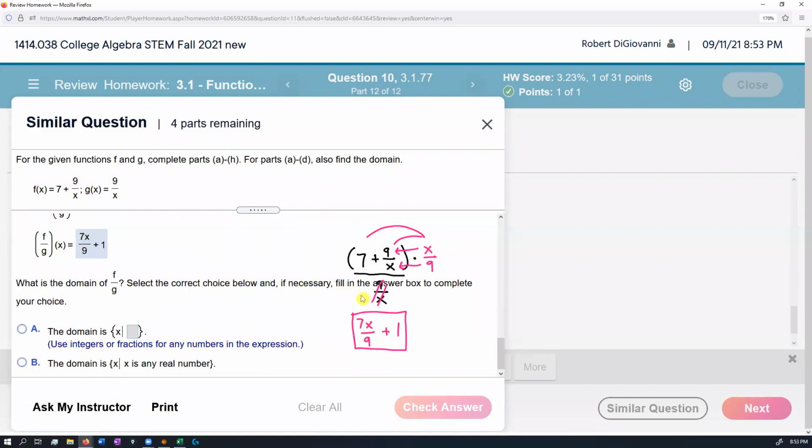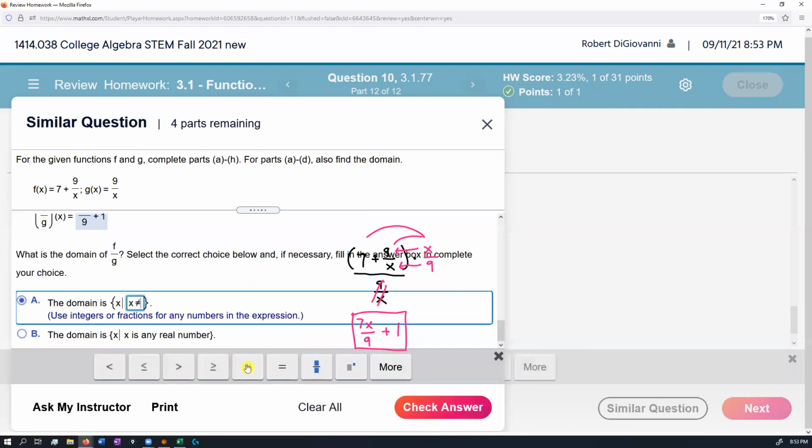Now for the domain, again, before we did all this algebra, we see that you cannot plug 0 into these because you get division by 0. So x can't be 0.